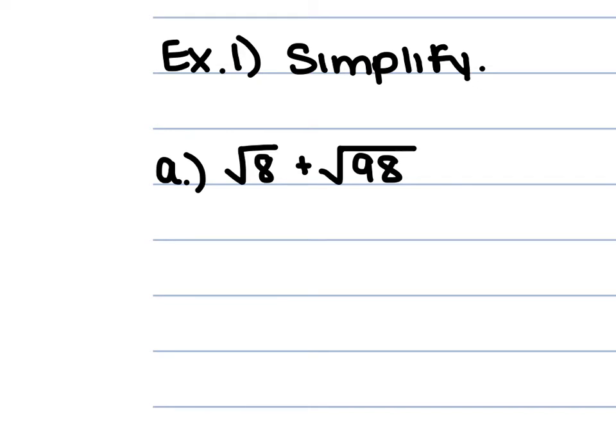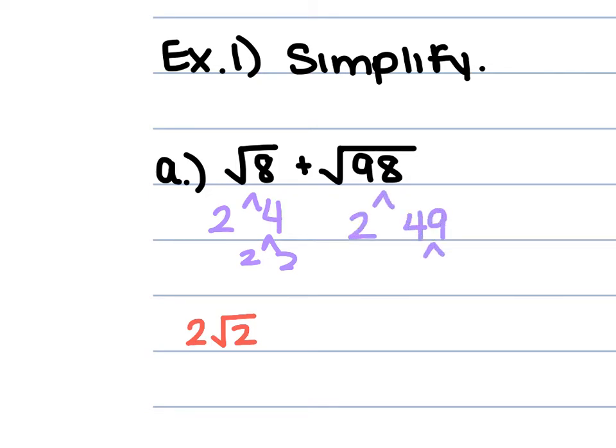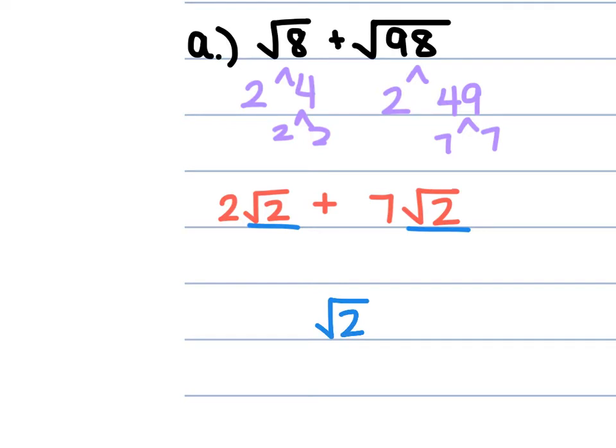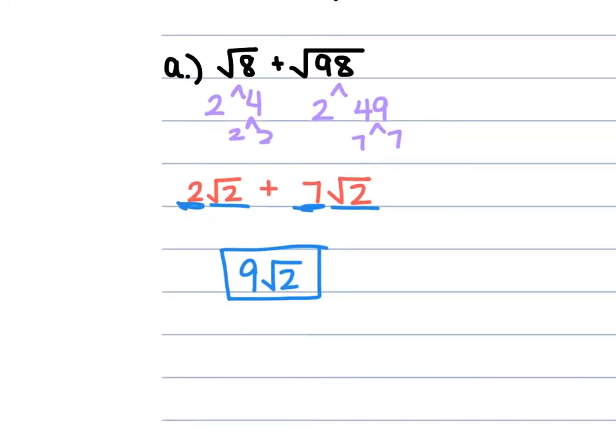So if we look at the first example A, we have the square root of 8 plus the square root of 98. We know the square root of 8, we can do 2 and 4. The 4 is 2 and 2. So this is going to turn into 2 square root 2. For the 98, we have 2 times 49. And then the 49 is 7 and 7. So this would be turned into 7 square root 2. Because the square root of 2 is the same, we're going to keep that just like it if it was a variable, and then add the 2 and the 7. 2 plus 7 is 9, so 9 square root 2 is our solution.